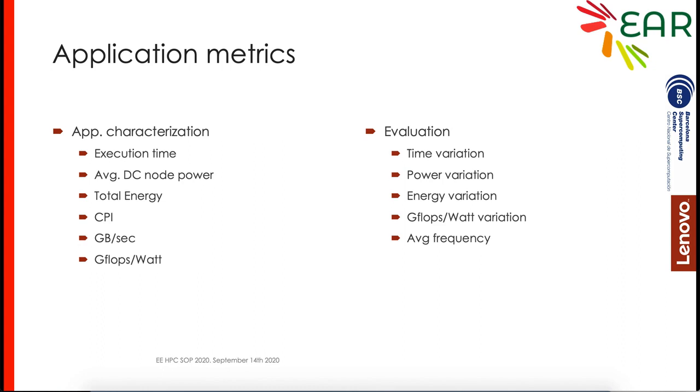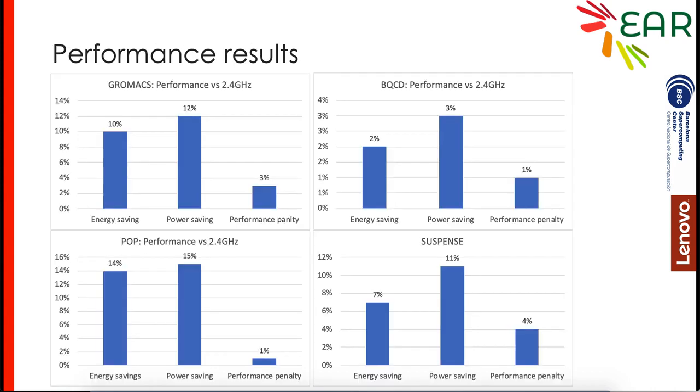When we presented variation, it means the results executed at the maximum frequency 2.4 compared with the results reported by the mean time to solution policy. In the paper, of course, there are results for the 8 applications, but I have selected here just 2 CPU intensive use cases and 2 memory intensive use cases.